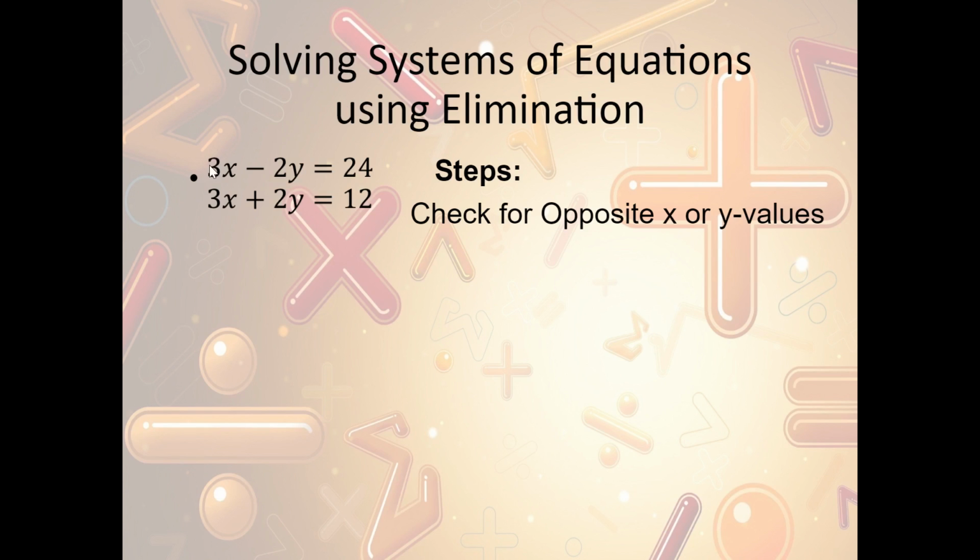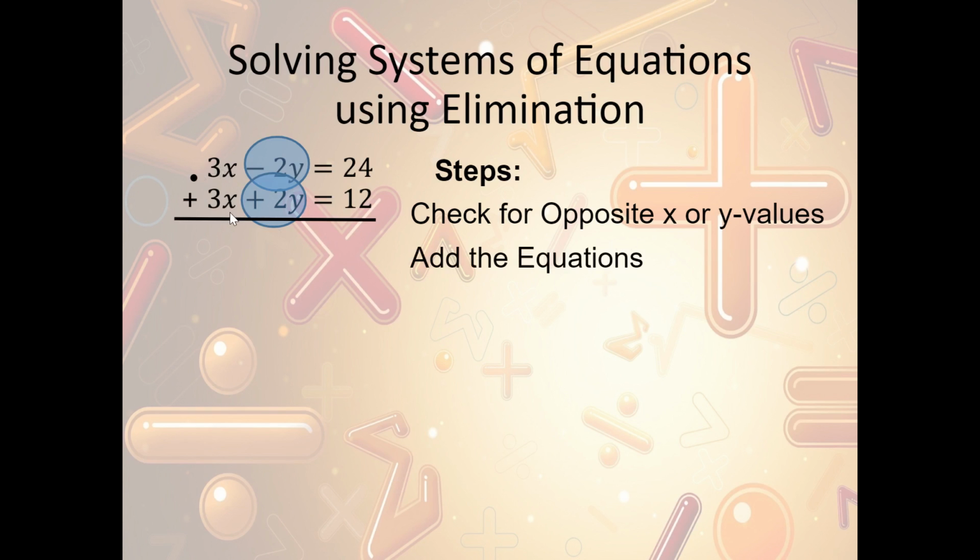So for instance, we have a +3 and a +3. Those are not opposites. We have a -2 and a +2. Those are opposites. So these two represent opposites. So if we have opposite x or y values, we're going to go ahead and add the equations together. So we're going to add the entire equation.